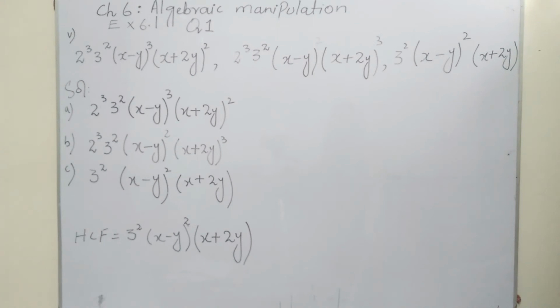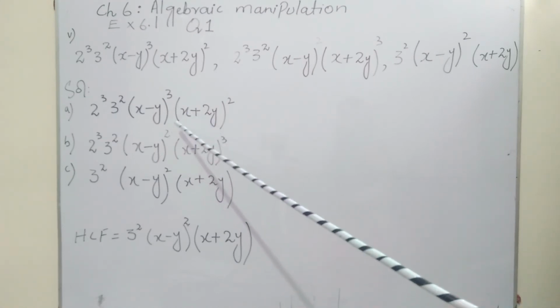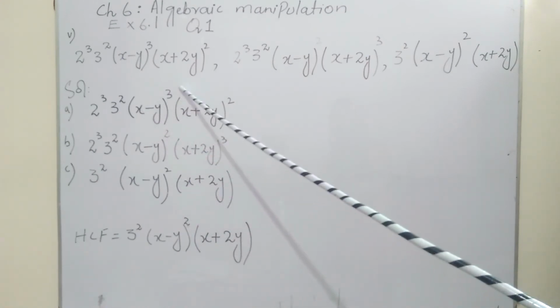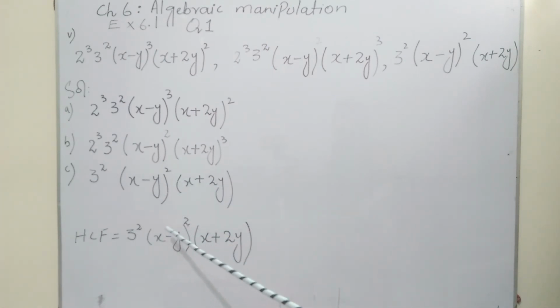Now one thing you should remember: when we compare the terms in case of HCF, and they contain powers, we will take the least power, the smallest exponent. For example, if we are taking (x minus y) whole cube, (x minus y) whole square, and (x minus y) whole square, in this case the smallest power is 2, so we will take (x minus y) whole square in the HCF. So it is (x minus y) whole square, where the power is 2, the least power.